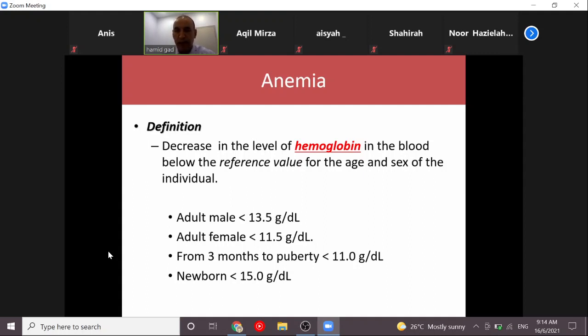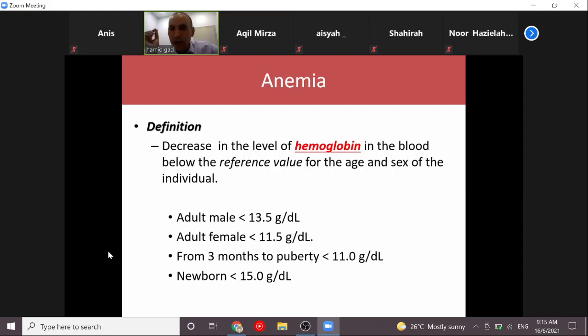Clear? So again, the definition of anemia is a decreased hemoglobin level and not the red blood cell. Sometimes we have conditions where the hemoglobin is low, but the red blood cell is normal or even higher than normal. So always, when you are defining or confirming that a patient has anemia, you must read the hemoglobin.